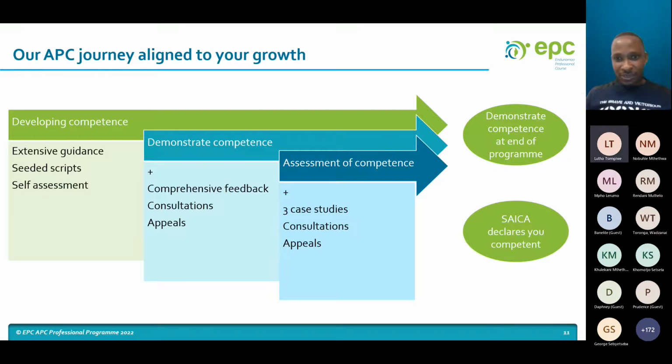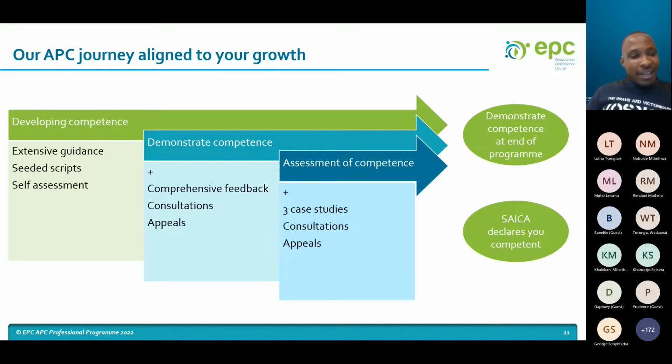All right. Just maybe then, in terms of wrapping up and just summarizing our program. So like I said, developing competence is a journey. You can see it start from that green bar from the beginning to demonstrating competence at the end of the program. And when SAICA declares you competent, I think it's going to be on the 22nd of February 2023. So the day we're looking forward to, when you are ready to enter the profession.